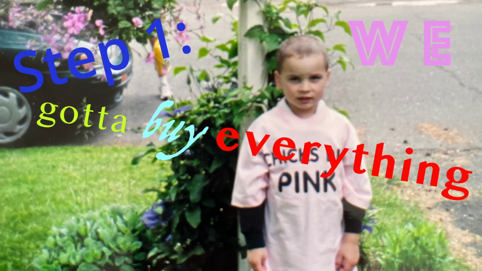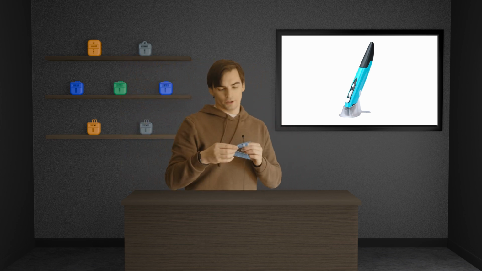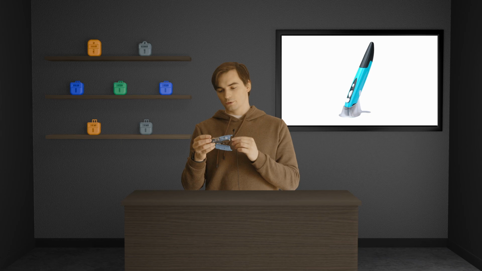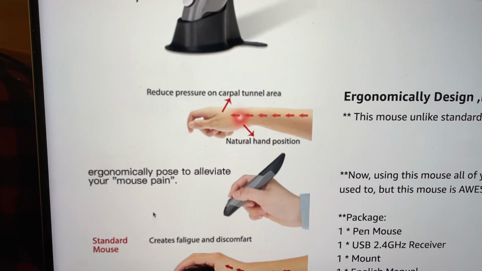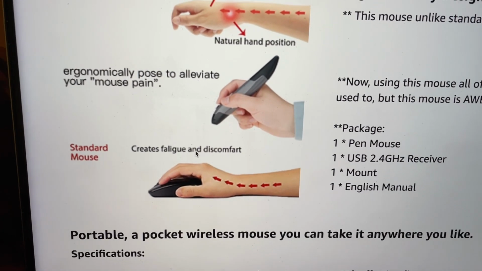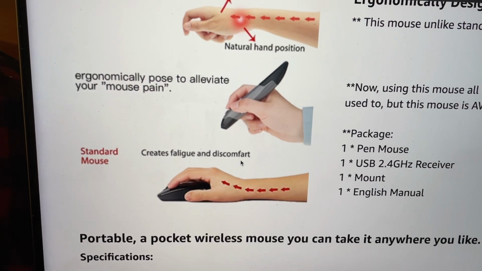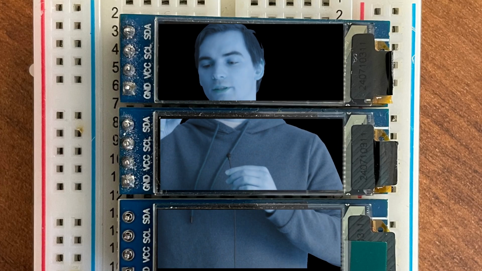Step 1, we gotta buy everything. Here I bought 2 things. I bought this mouse that kind of looks like a pen. This came with some incredible translations as you normally get with high quality goods like the, what do they call this thing? The Lyohi, oh, it's supposed to be lychee, it's just weird font. Ergonomically posed to alleviate your mouse pain. I hate mouse pain. When a normal mouse instead creates fatigue and discomfort. I also bought a bunch of these tiny displays that I could use to display the area and any calibration information.